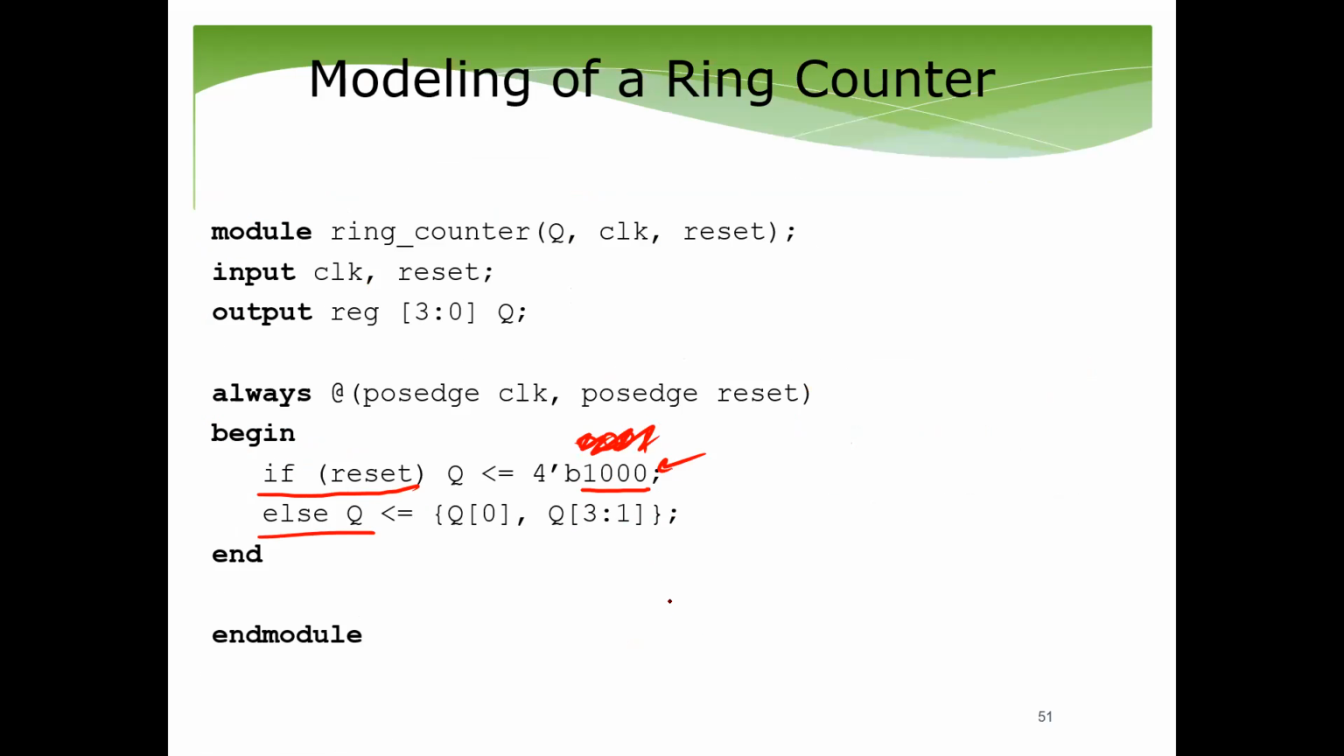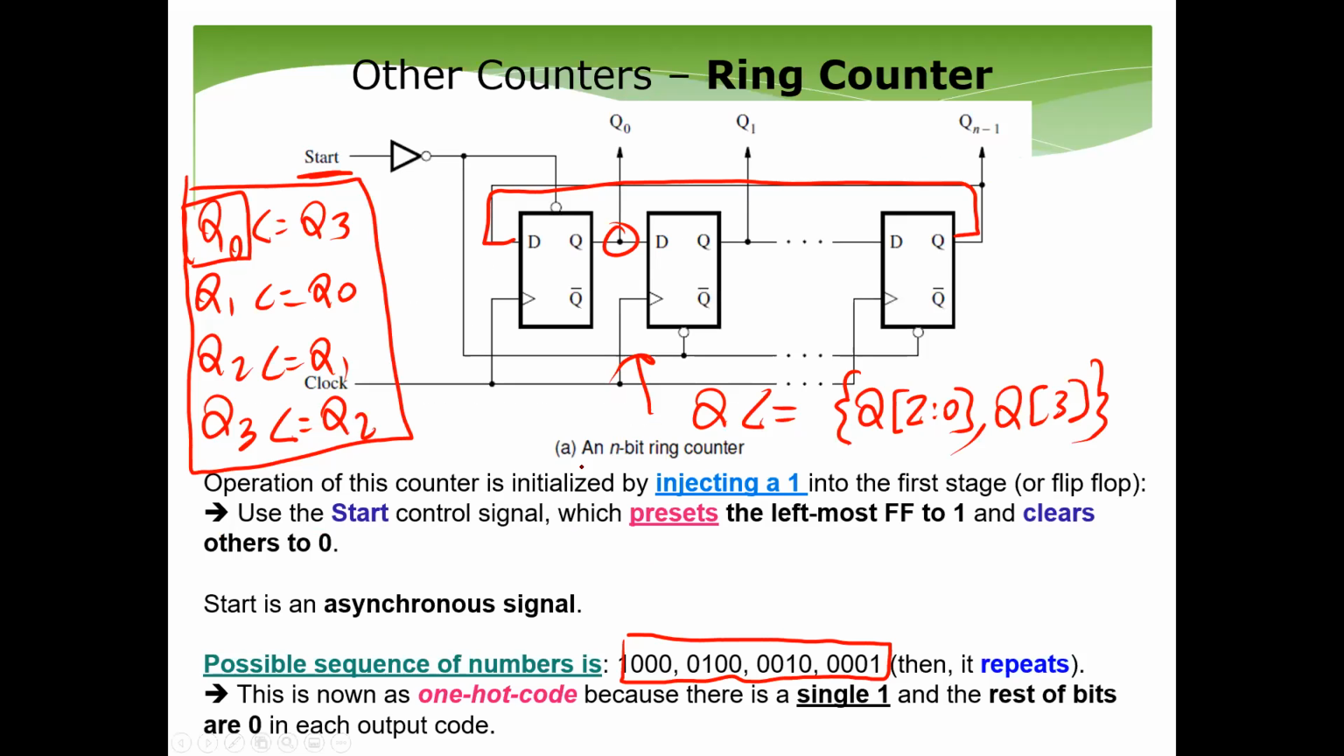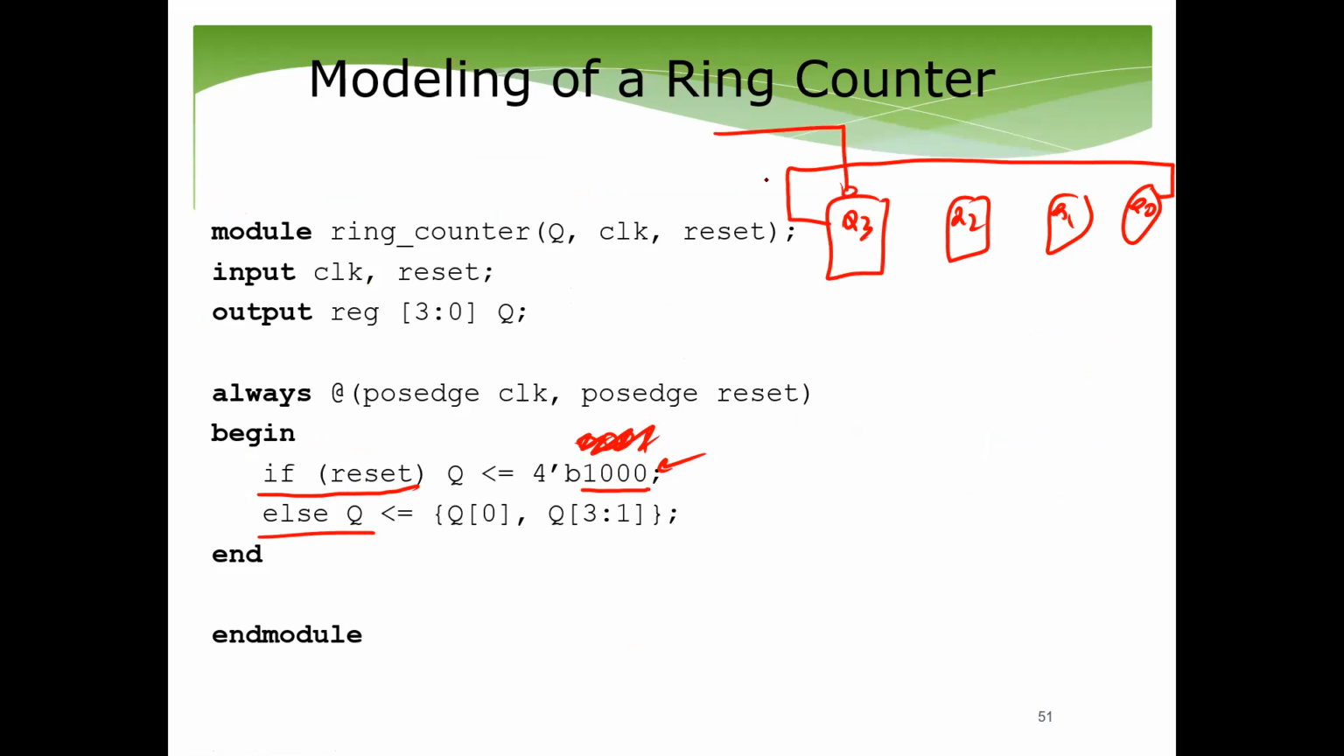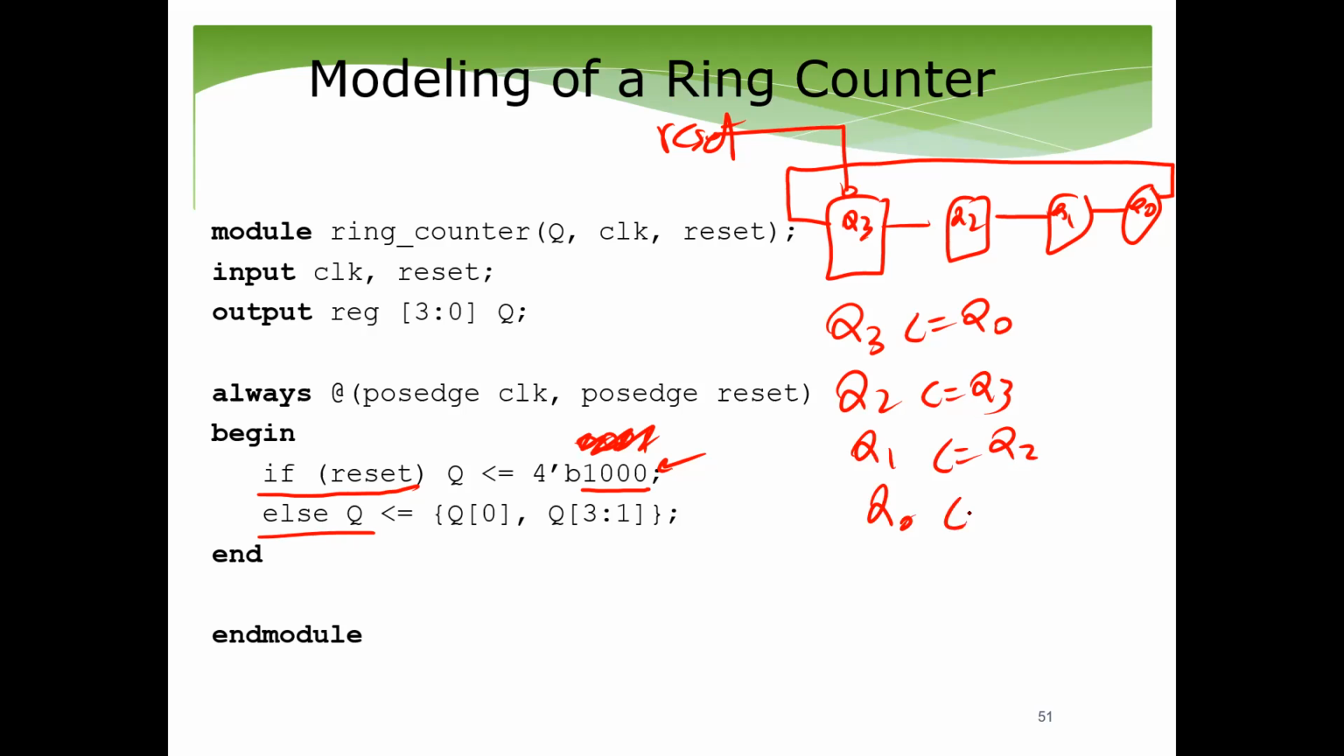This code is doing it the other way around, because this implementation is doing 0001, 0010, 0100 and so on. But this code is starting from 1000, so we need to shift right. So you are resetting Q3. This is Q2, Q1, Q0, and then Q0 will be connected to Q3, and we are resetting Q3. This is the reset. If you write the code, you'll say Q3 will take the value of Q0, Q2 is taking Q3, Q1 is taking Q2, and Q0 is taking Q1.